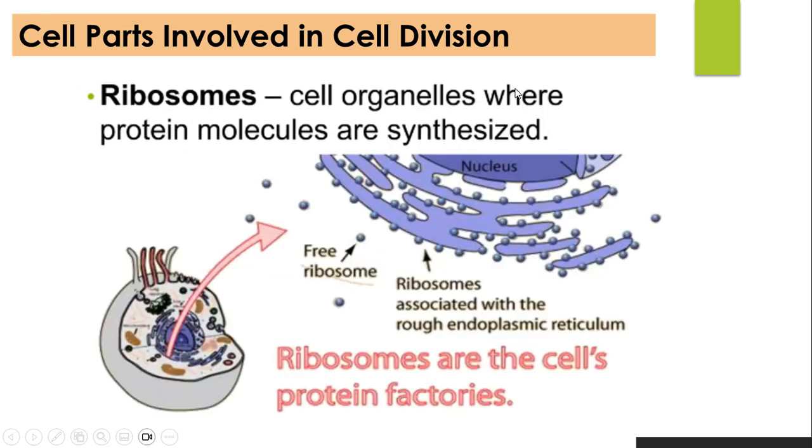So ribosome, cell organelles where protein molecules are synthesized. This is a rough endoplasmic reticulum. The reason why it's rough is because it has ribosomes on it. These are the free ribosomes, right? As you can see, these are the free ribosomes.